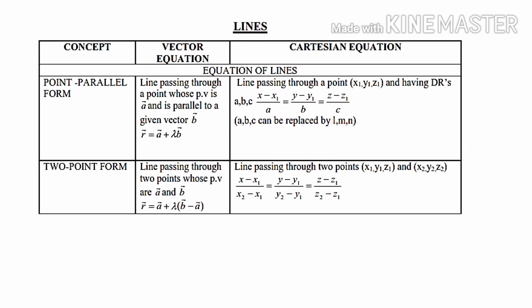Next, 2-point form. Line passing through 2 points whose position vectors are a and b. Vector form is vector r is equal to vector a plus lambda into vector b minus vector a. And the Cartesian form, when x1, y1, z1 and x2, y2, z2 are the 2 points coordinates given to you, the formula is x minus x1 by x2 minus x1 equal to y minus y1 by y2 minus y1 equal to z minus z1 by z2 minus z1.